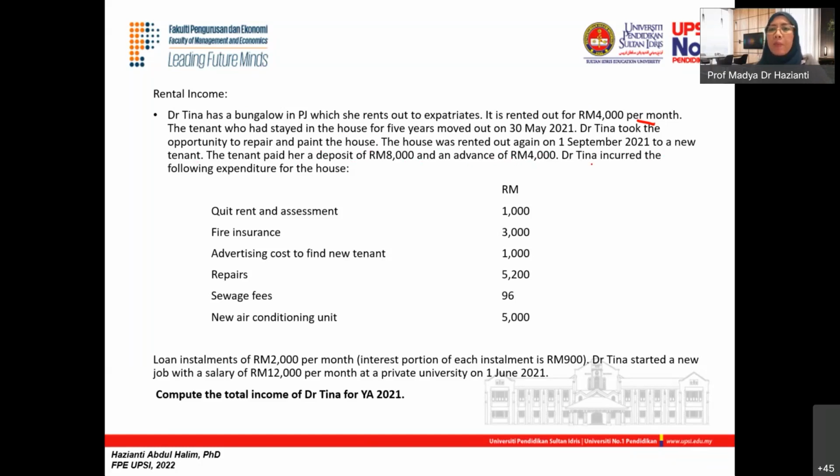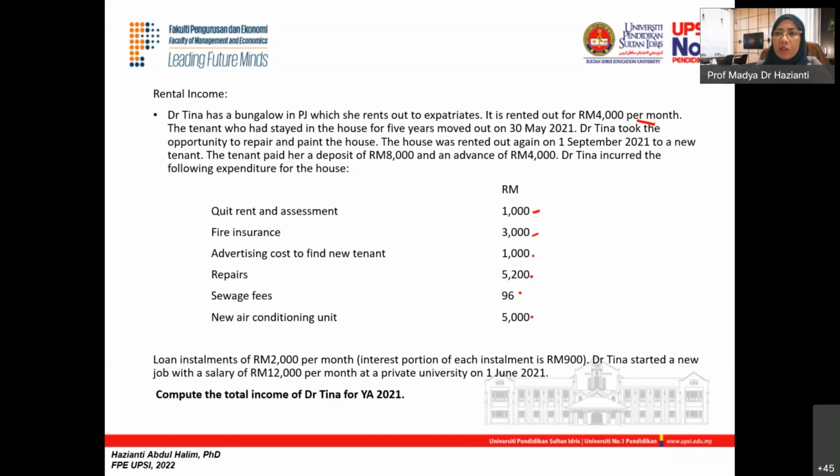Advance rental, this one. Dr. Tina incurred the following expenditure for the house. So remember, the table I gave earlier, the previous slide, for rental there are certain deductions. Quit rent and assessment, fire insurance, advertising cost to find a new tenant, repairs, sewage fees, and also new air conditioning units. Loan installment of 2,000 per month, interest portion of each installment is 900.